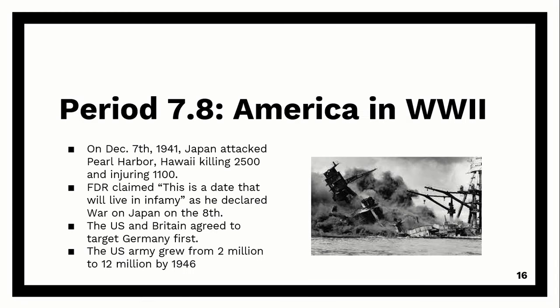On December 7, 1941, Japan attacked Pearl Harbor, Hawaii, killing 2,500 Americans and injuring 1,100 more. FDR claimed this is a date that will live in infamy as he declared war on Japan on the 8th of December. The US and Britain agreed to target Germany first since they agreed that it was the biggest threat. The US army grew from 2 million to 12 million by 1946.